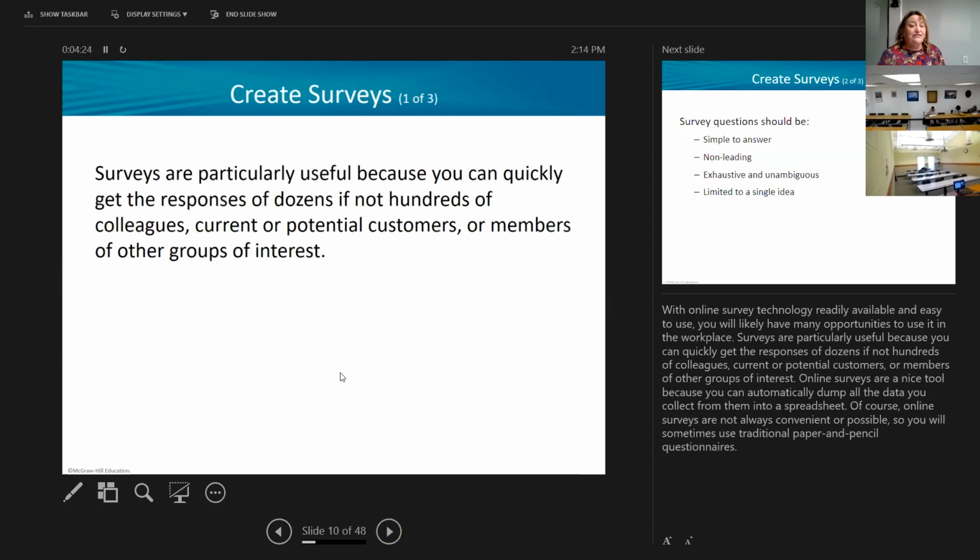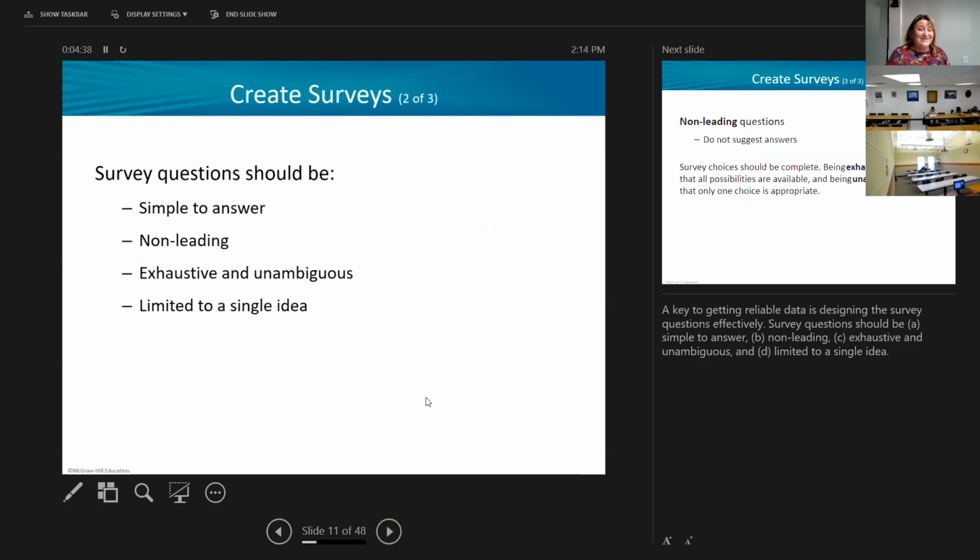Okay. Now, surveys are useful because you can get a lot of responses. You can get them from your colleagues, from customers, or other groups of interest. What you want to do is to design your questions to be simple to answer. You don't want the question to lead towards a certain answer. You do want them to be exhaustive and unambiguous, and you want them limited to a single idea.